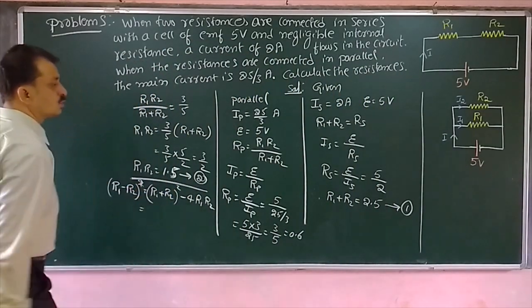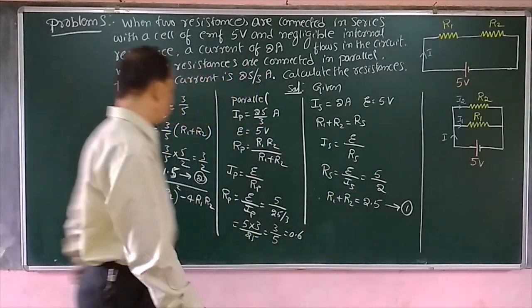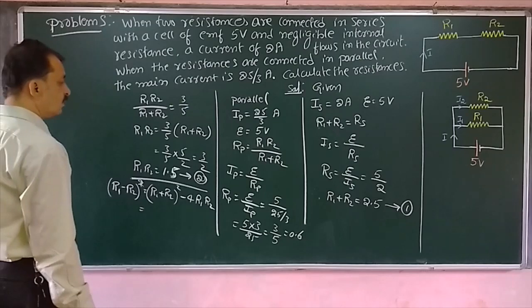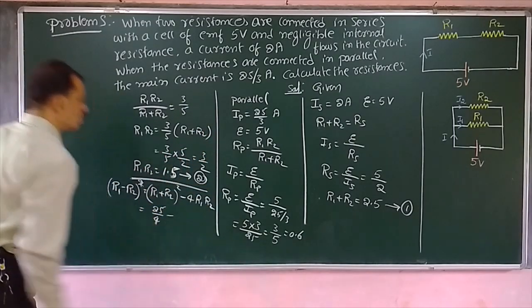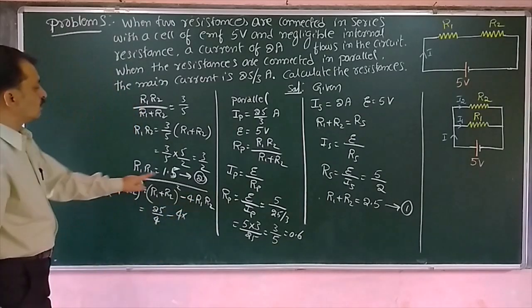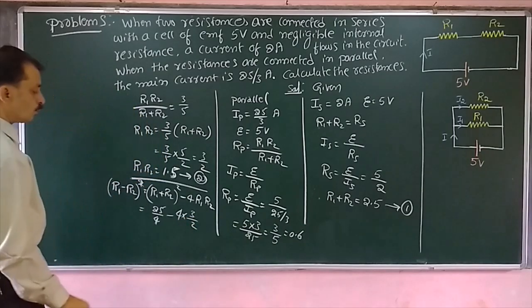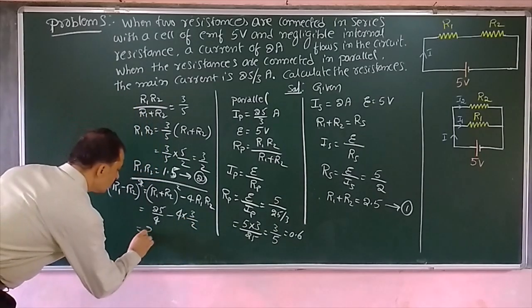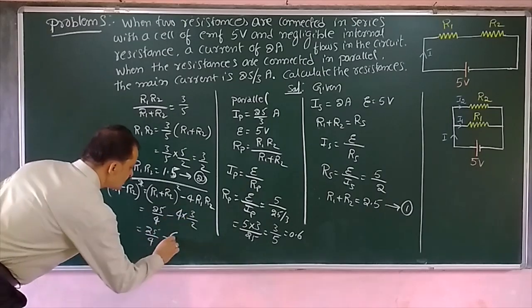So R1 plus R2 is 2.5 or 5 by 2. 5 by 2 whole square is 25 divided by 4, minus 4 into, what is R1 R2? R1 R2 is 3 by 2. Okay, so therefore 25 by 4 minus 6.